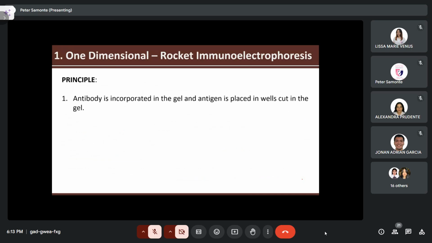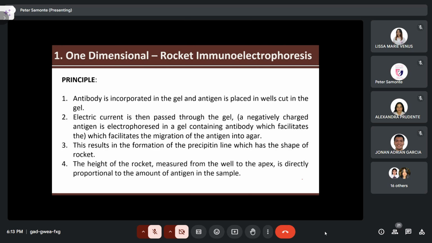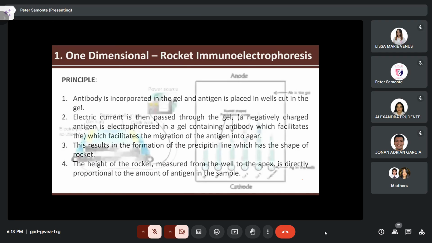Now the principle here is that antibody is incorporated in the gel and the antigen is placed in wells cut in the gel. Electric current is then passed through the gel. A negatively charged antigen is electrophoresed in a gel containing antibody, which facilitates the migration of the antigen into the agar. This would result in the formation of the precipitin line, which has the shape of a rocket. The height of the rocket, measured from the well to the apex, is directly proportional to the amount of antigen in the sample.